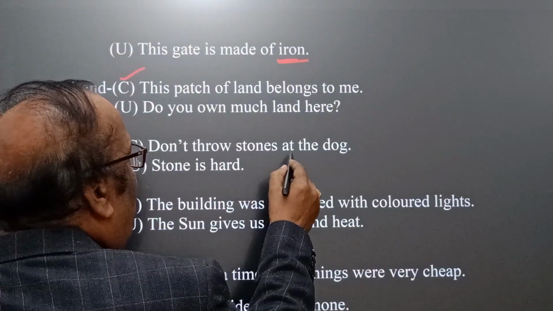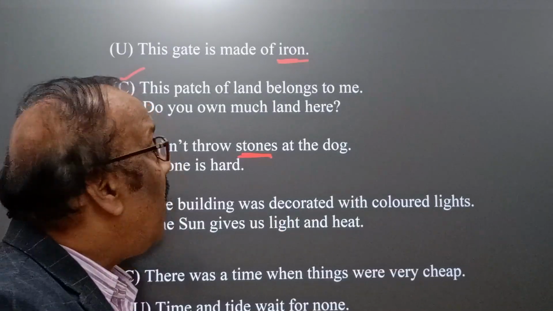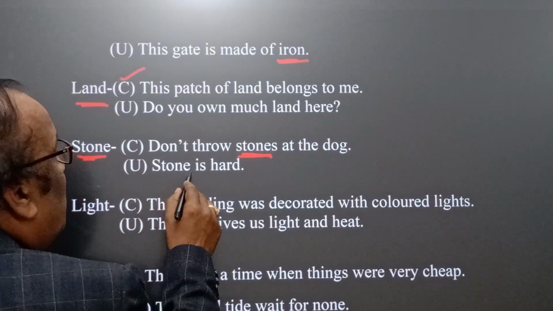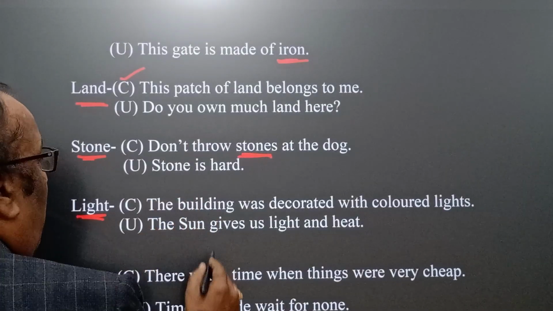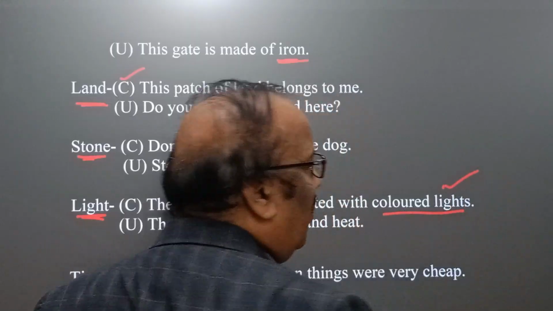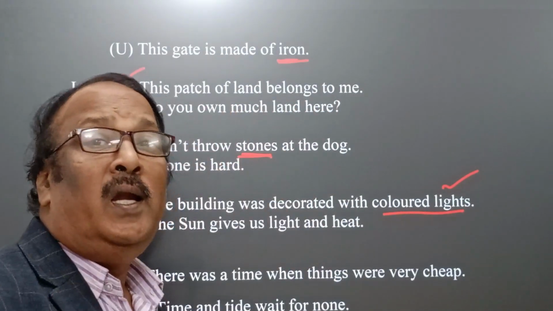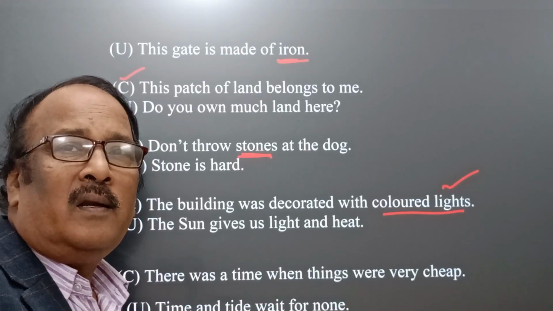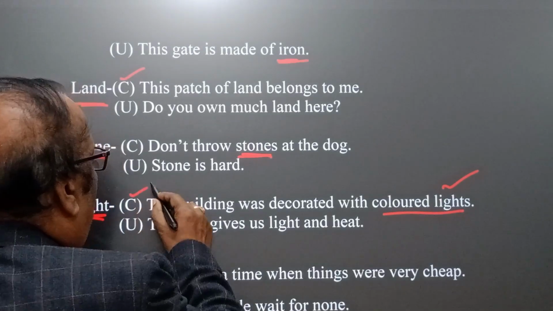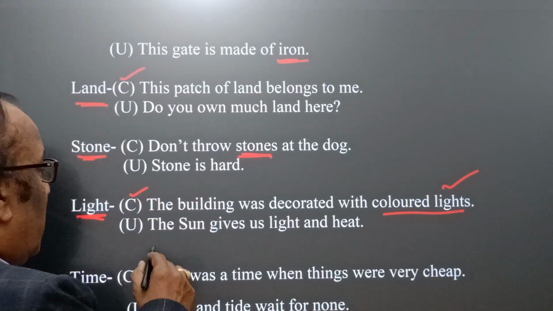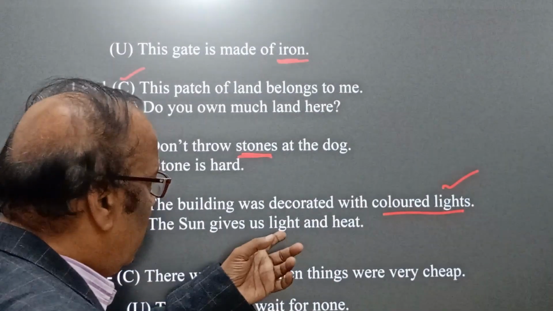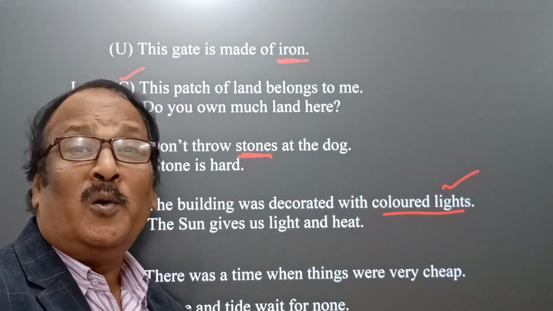Don't throw stones at the dog. Stones here is in countable sense. Naturally, this is a bad habit. Uncountable sense: stone is hard. Light: the building was decorated with colored lights. Here colored lights means individual lights that have been used in decorating the building, and that's why it is taken as countable. But the sun gives us light and heat. Naturally, here light is uncountable.